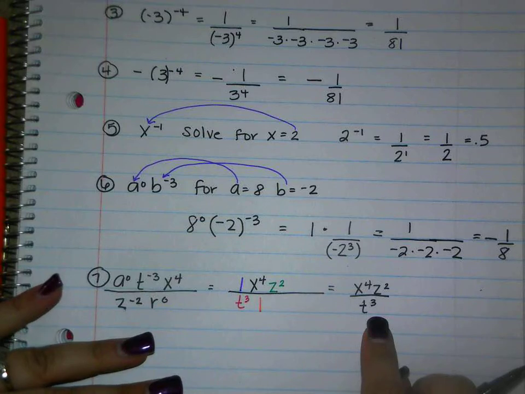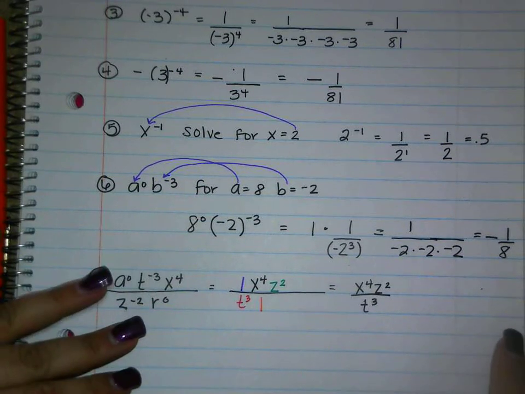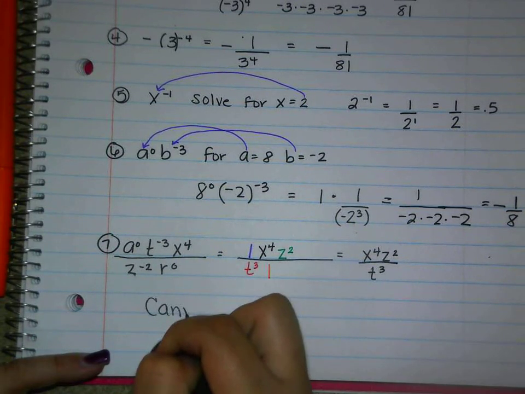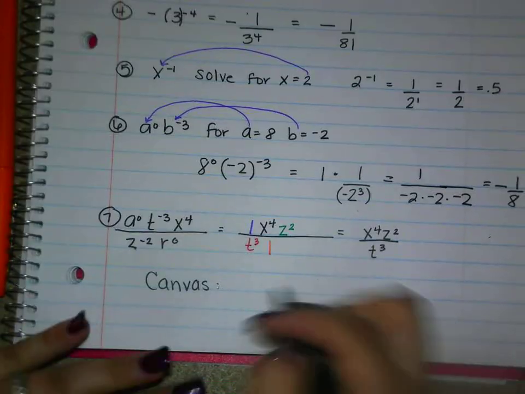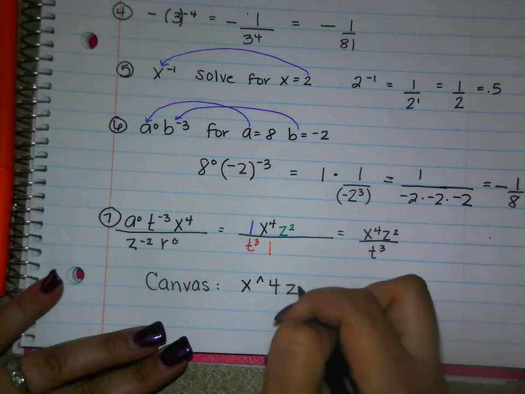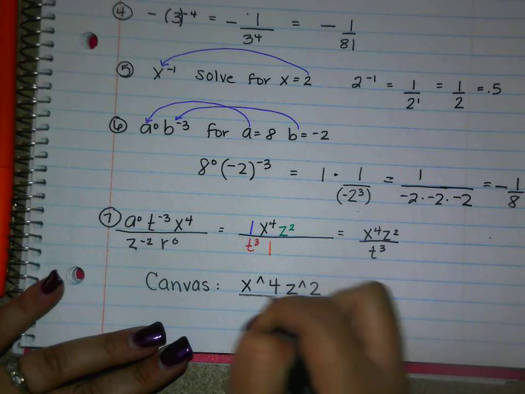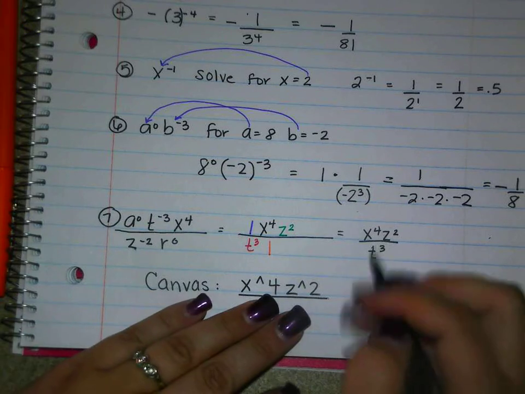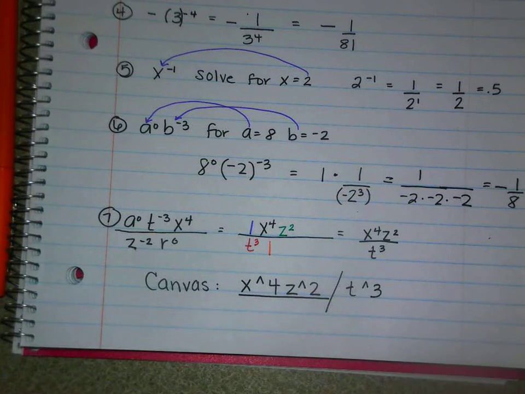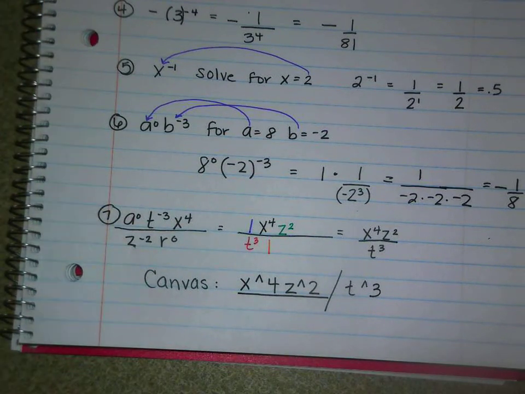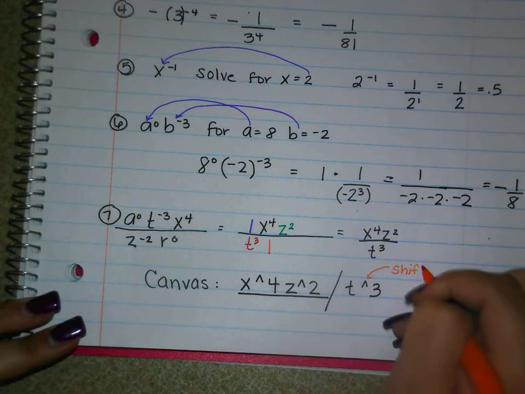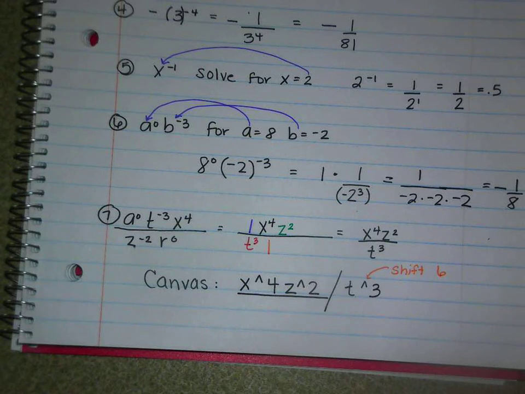Now, some of these are going to be a little bit harder to write into Canvas because they want you to use the caret button, which is Shift 6. So if I'm going to write this in Canvas, just so you know, I'm going to write x caret 4, z caret 2, and then it's going to have, well, there's not that sign in there, is there? So it's going to be a slash t caret 3. Okay, and where are you going to find that caret? This caret here, well, I'm using orange, how ironic, is going to be Shift 6, and that's how you're going to denote the caret.